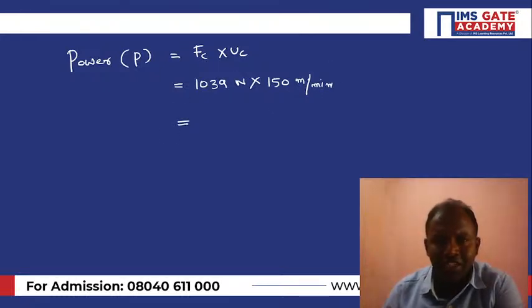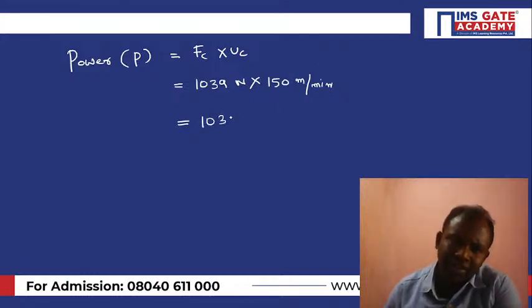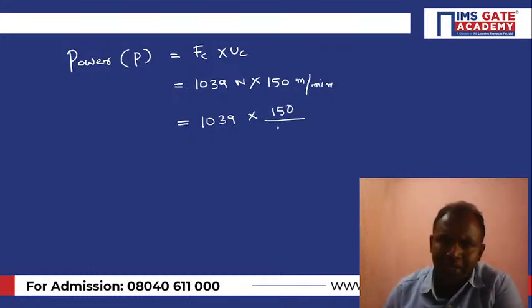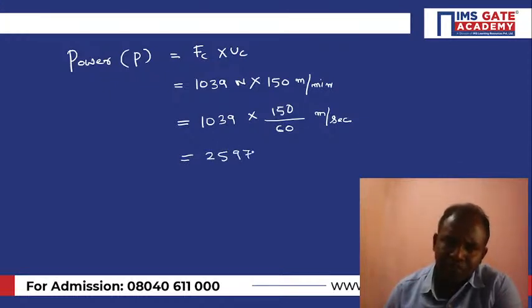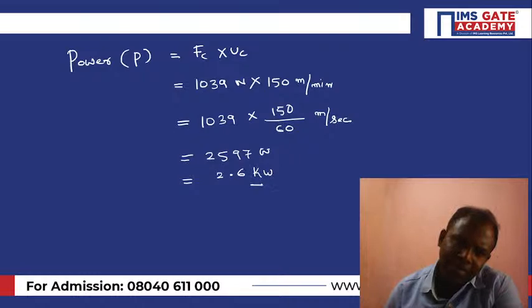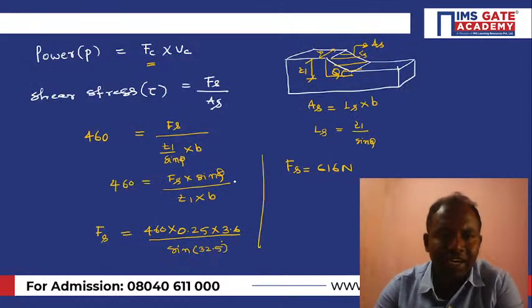So Newton meter is a joule, and we require per second. For getting joule per second, you require seconds. That is why here it is 1039 newton into 150 divided by 60, so that you get meters per second, such that you are going to get power as 2597 watts. So approximately it is 2.6 kilowatts of power. This is how you have to calculate the question.